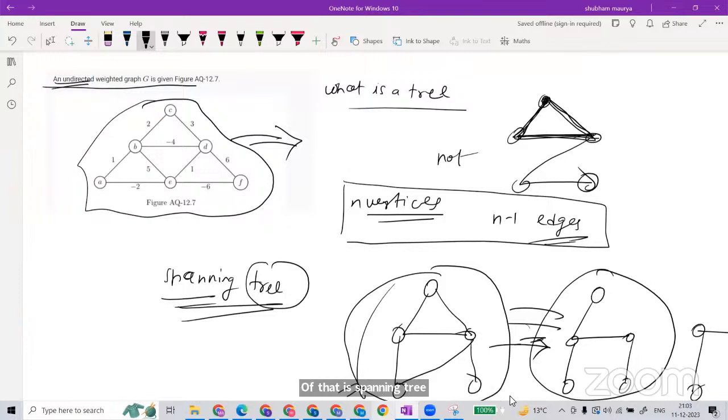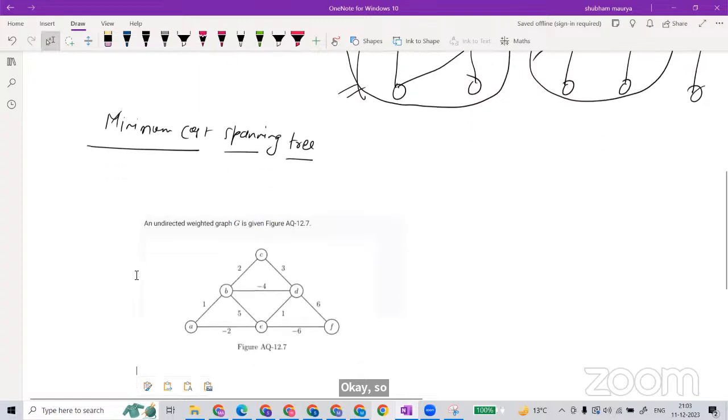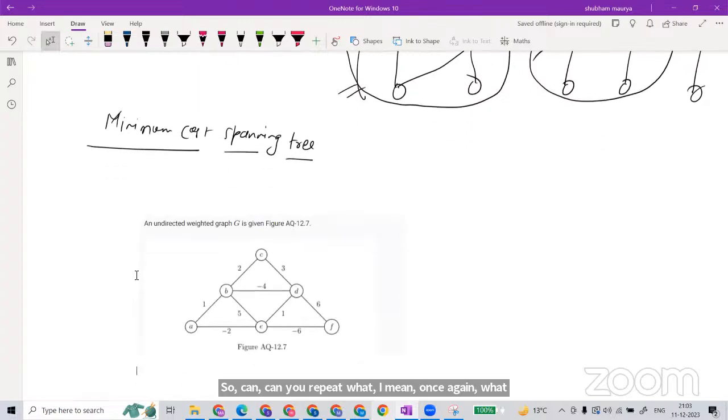Do all of you understand or not? Yes, sir. Okay. Sir, can you repeat once again: what is the difference between a tree and a spanning tree?